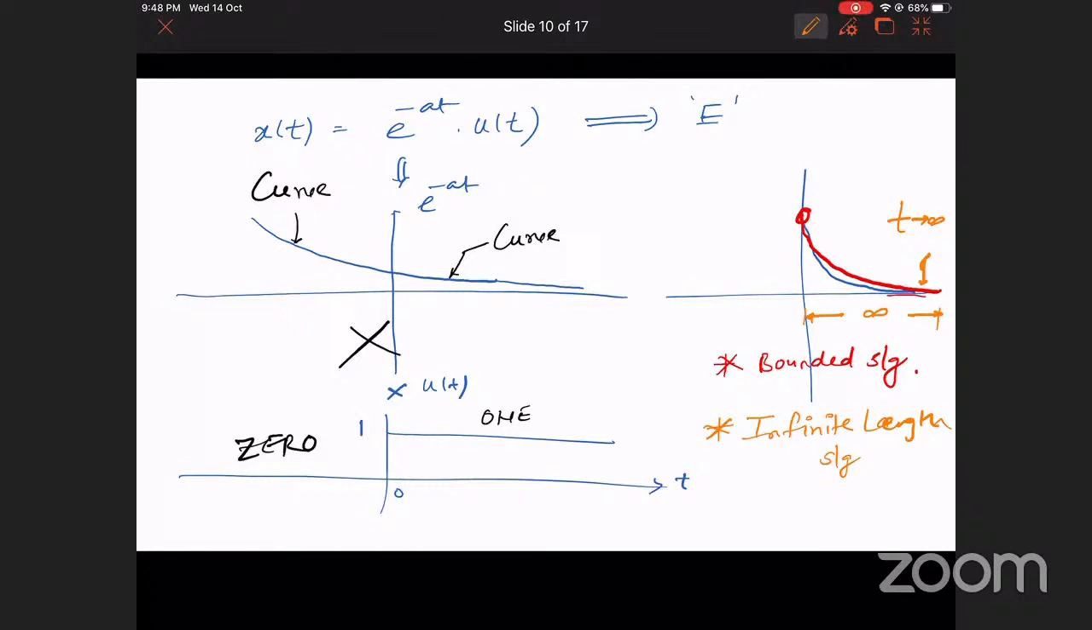So if it is an infinite length signal, then you have to see whether its amplitude is decaying or not. Yes, as you can see, even though the length is infinite, no problem. The amplitude is decaying in nature. I would say decaying amplitude. So in both these cases, the signal is an energy signal. Else it is always a power signal.